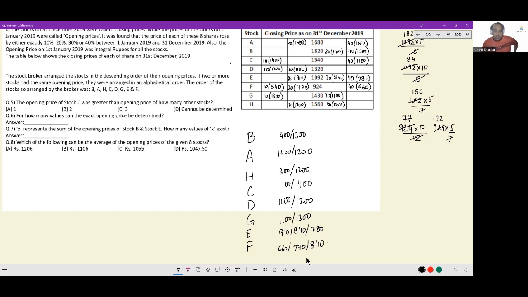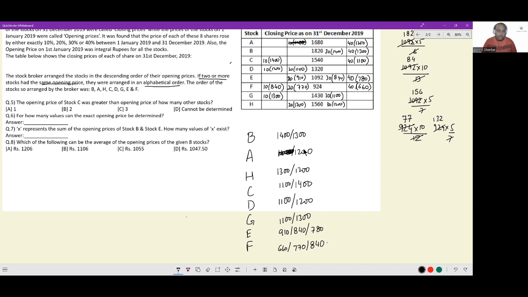Okay. Now, there was also a tie breaking mechanism. If two or more stocks at the same opening price, they were arranged in alphabetical order. Now look at B and A. If both of them had 1400, A would have gone on top. And if B had 1300 and A had 1400, then A would have gone on top. The fact that A is not going on top means A cannot be 1400. The opening price for A is necessarily 1200. And therefore, there has been a 40% increase in price of A.